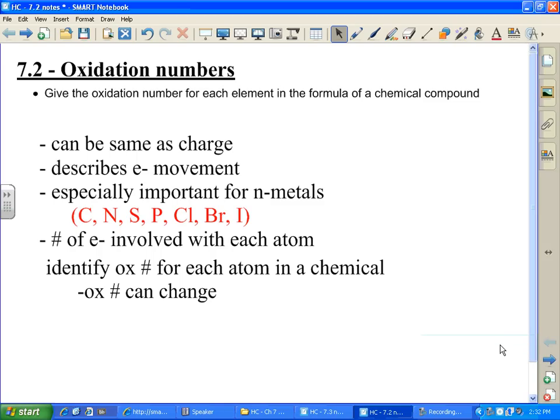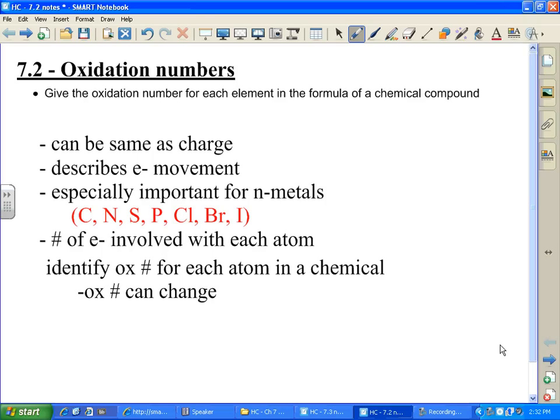Today we're going to be discussing oxidation numbers. Oxidation numbers are another way to describe the number of electrons involved in a chemical reaction. So you can see our objective today is to be able to identify or determine the oxidation numbers for each element in a chemical compound.